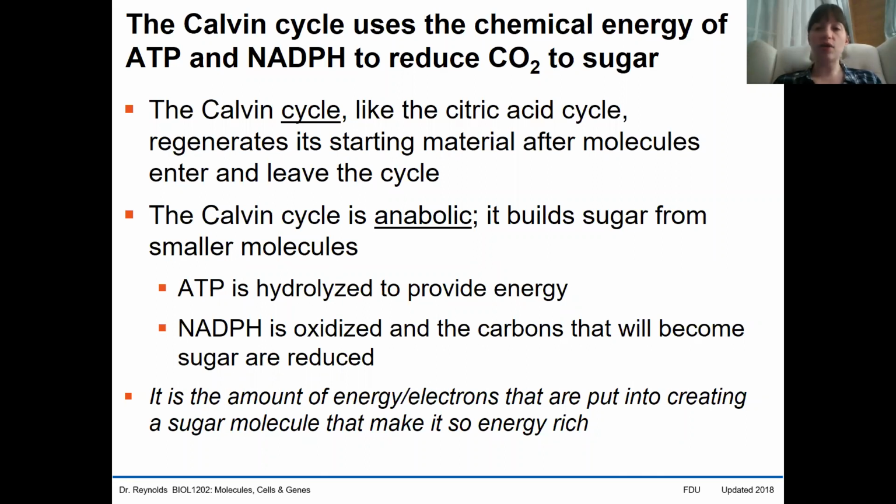The fact that we're going to be using so much ATP and so much NADPH to produce even a single molecule of glucose gives you some clue as to how much electrons and how much energy is stored in this molecule and why we can utilize it to get so much energy out when we're done.